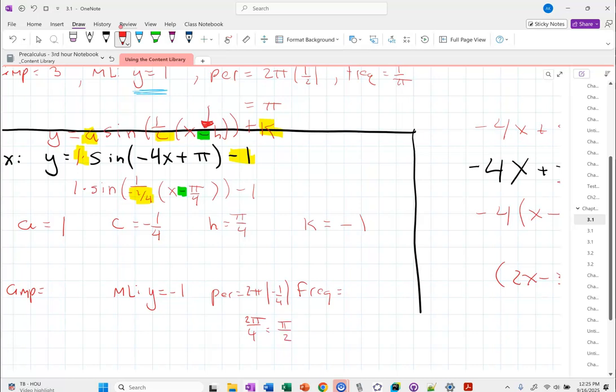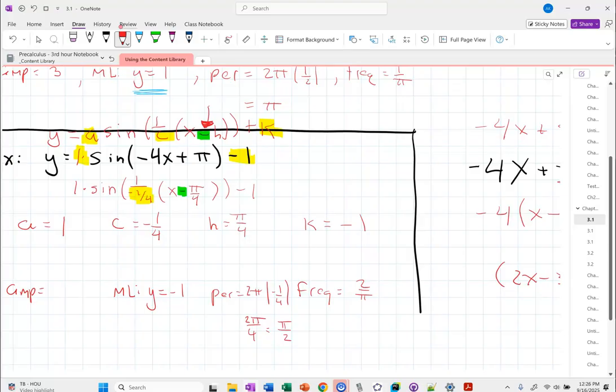Excellent. And then Lily, can you give us the frequency? 1 over... So if you want to make the reciprocal, let's just flip it, rather than writing it 1 over pi over 2. So 2 over pi. Yes, that's the better way of writing it.